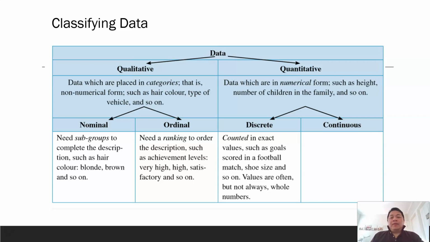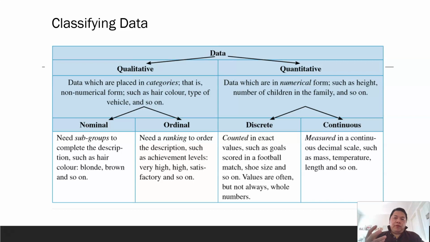Continuous will be things that may be in decimal, not a definite number. Okay, maybe I should rephrase. A fraction should not be included. It should be in terms of decimals. That's why you measure continuous decimal scales such as mass, temperature, length, and so on and so forth. Okay.